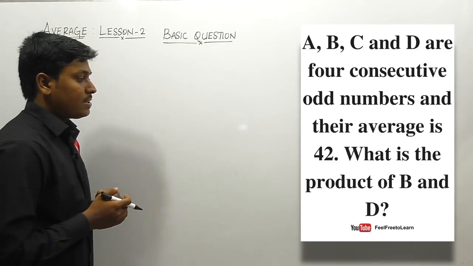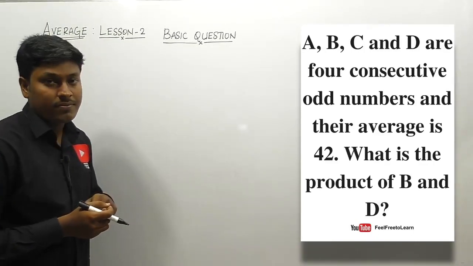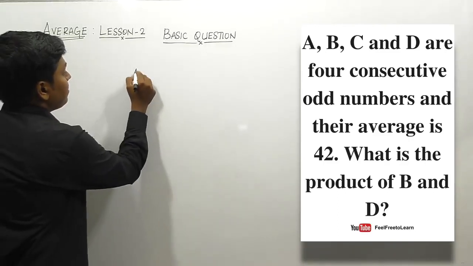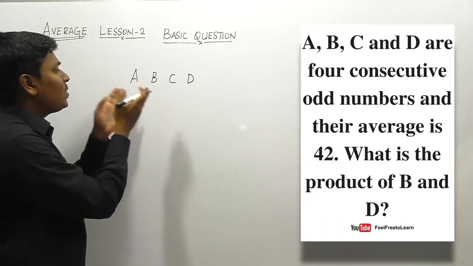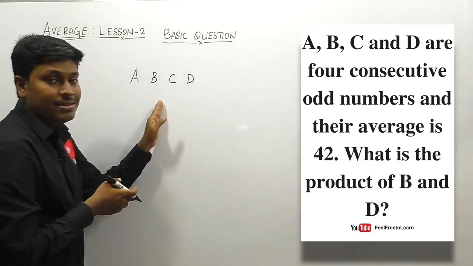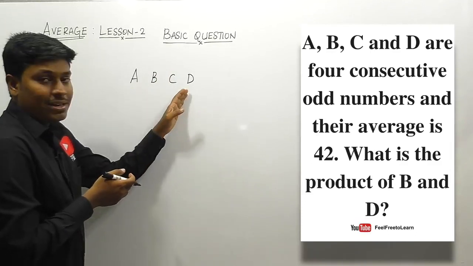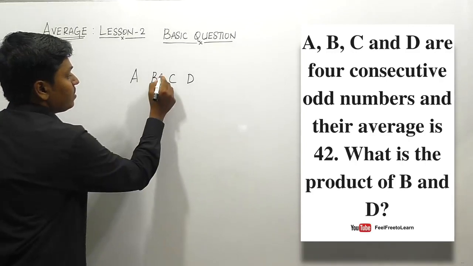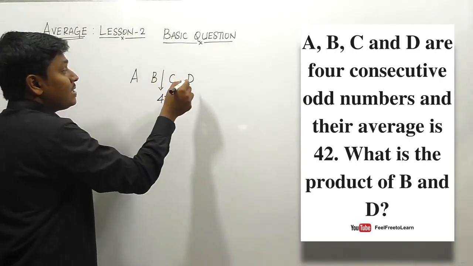Question number 6. So A, B, C, D are 4 consecutive odd numbers and the average is 42. Listen here friends, there are 4 numbers, that is A, B, C, D, right, and the average is 42, right? We know that these are consecutive odd numbers. If it is a consecutive number, then we can surely say that the center number will be its average, right? So they are saying that 4 consecutive odd numbers and the average will be 42. So definitely we can say that the center number will be 42, but it's consecutive odd numbers, right?